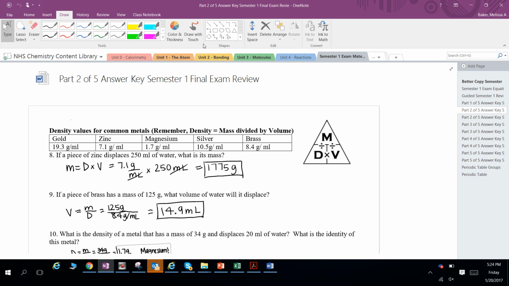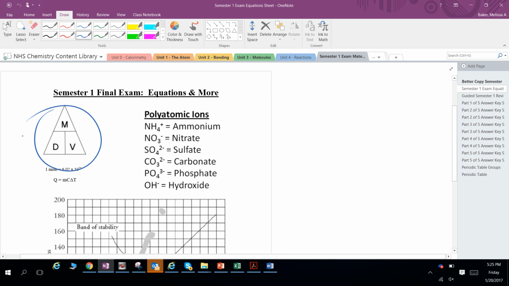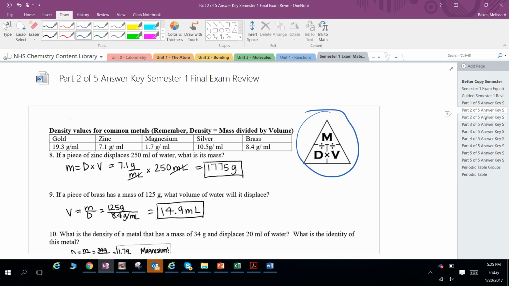Let's take a look at part 2 of the answer key for the semester 1 final exam review. So we're starting with some density questions, and as a reminder, you'll have this density triangle as one of your resources. If you look at the equation sheet, it's right here. It doesn't have all the same writing on it, but it's pretty easy to figure it out.